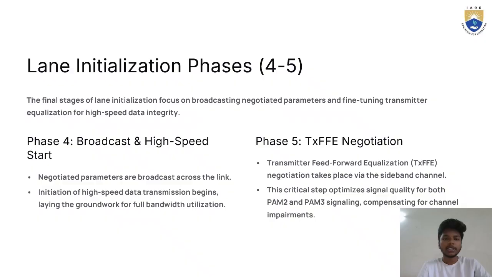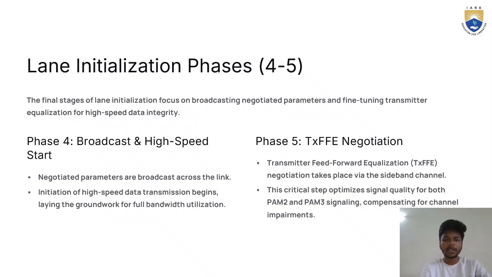And coming to lane initialization phases 4 and 5. The final stages of initialization focus on broadcasting negotiated parameters and fine-tuning transmitter equalization for high-speed data integrity. Phase 4, broadcast and high-speed start. These negotiated parameters are broadcast across the link. Initiation of high-speed data transmission begins, laying the groundwork for full bandwidth utilization.